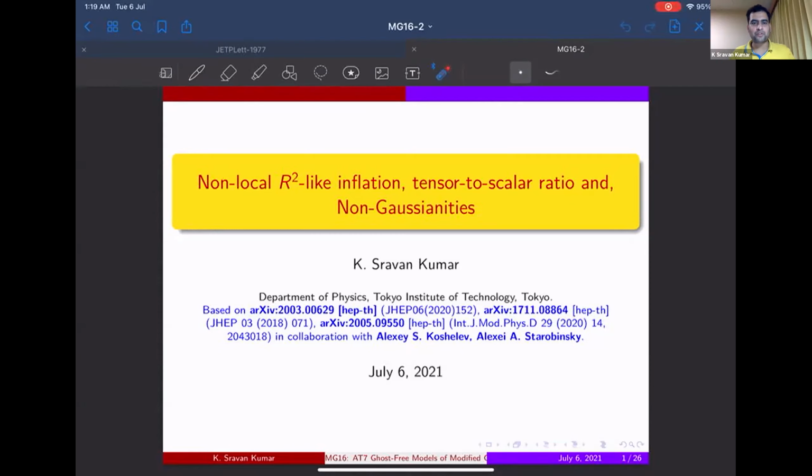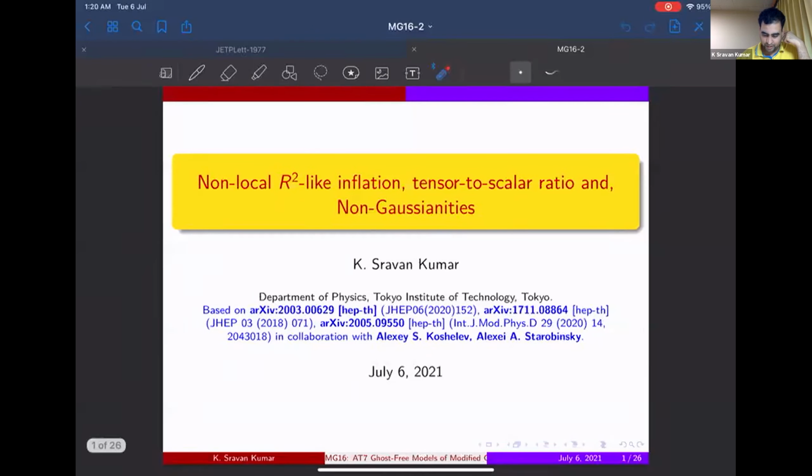Thank you very much for the opportunity to give this talk. Thanks especially to Mikhail Volkov and Dmitry Galtsov. I will be speaking about non-local R-square like inflation, which is very much related to the Lagrangians that Alexei presented in the previous talk. I will first mention briefly inflation and generic observables. Then I will mention R-square inflation, and then jump to the non-local R-square model. This is work done in collaboration with Alexei Koshelev and Alexei Starobinsky in these 3 papers, which appeared last year and before.